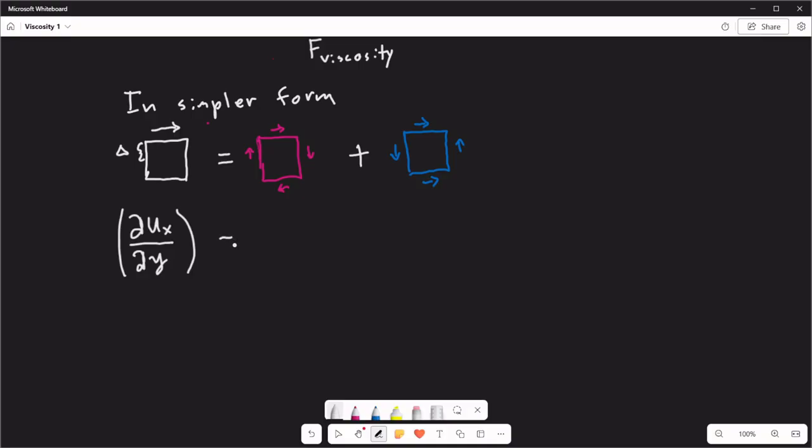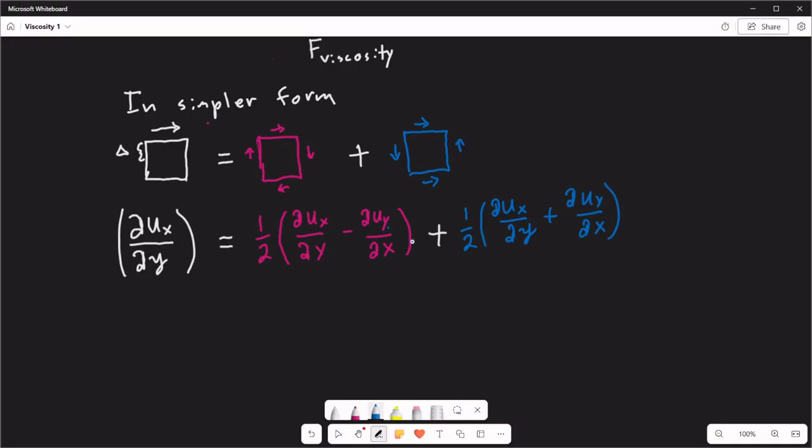This is what would be expected. But then there's these two other terms. And this term equals 1/2 of dux dy minus duy dx, plus, again, dux dy plus duy dx.